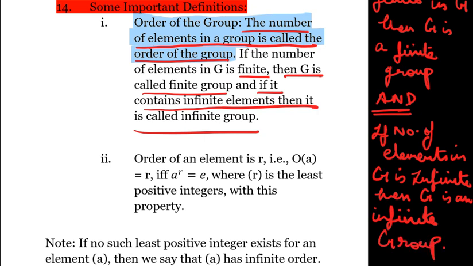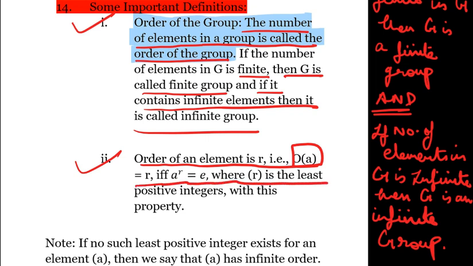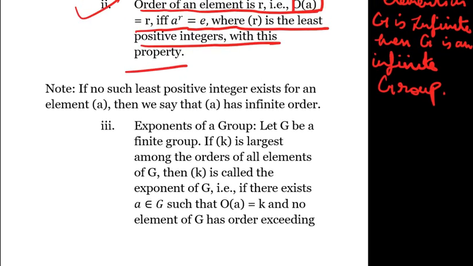Okay, now moving on to the second one, order of an element. What is the order of an element? The order of an element is r. Then the order of the element is written in this form: O(a) is equal to r if a to the power r is equal to e, where r is the least positive integer. With this property, there is a note. Let's read the note, what they have written.